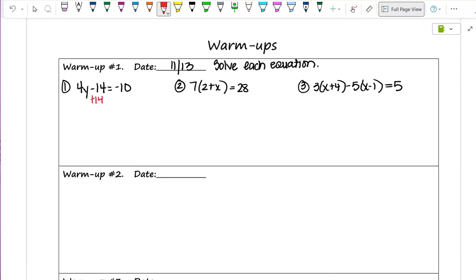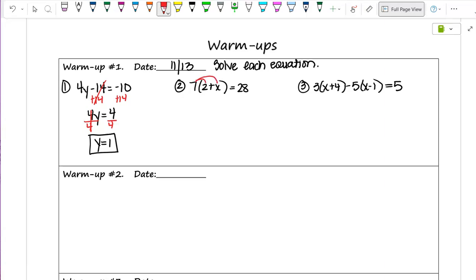So we need to start by adding 14 to both sides. So we get 4y equals 4. Then divide both sides by 4, and we get y equals 1. Number 2, 7 times the quantity 2 plus x equals 28.